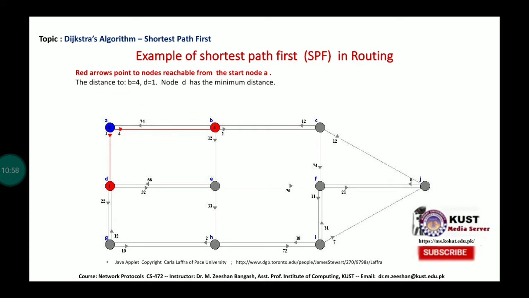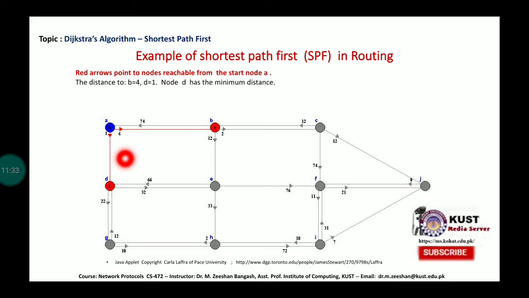So the distance for reaching B from A is 4, as you can notice written there. And the distance to D from vertex A is 1. So in both the edges, B is equal to 4 and D is equal to 1. The minimal is D equal to 1, so D has the minimal distance.